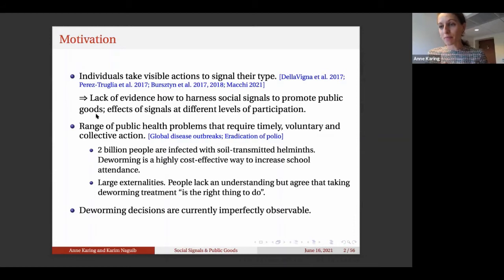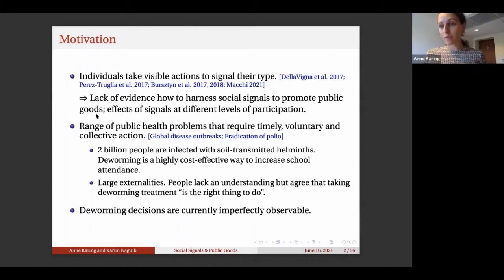Secondly, this paper is motivated by the empirical observation that there's a range of public health problems that require timely, voluntary, and collective action. We are currently living through one of them, which is the global pandemic that requires voluntary actions in various domains, from people complying with COVID safety protocols. There are other examples such as efforts to eradicate polio, or a third example, which this paper is going to be focusing on, which is the challenge of stopping the transmission of worm infections.